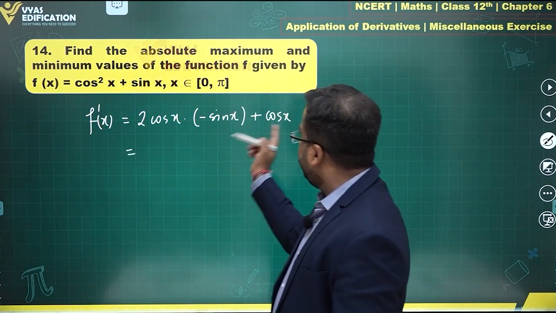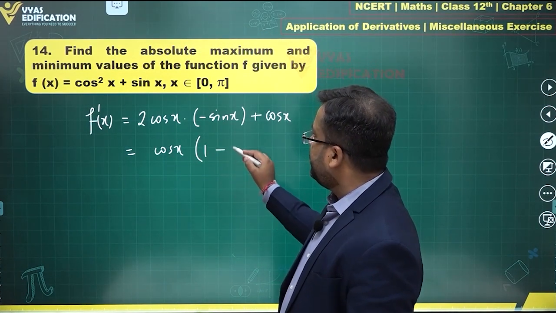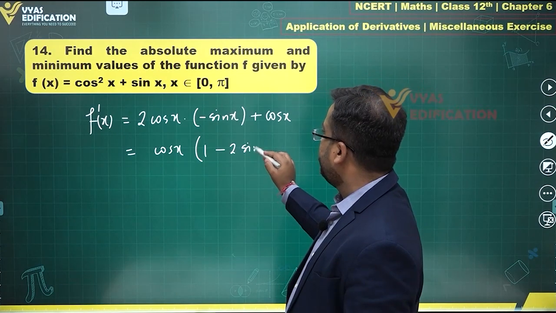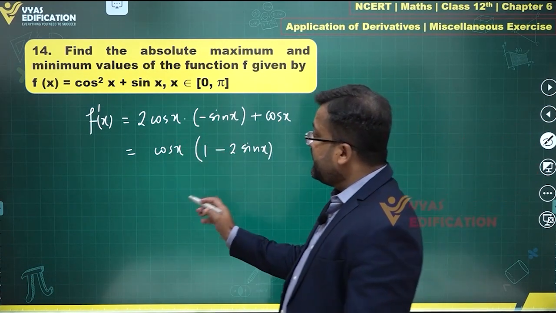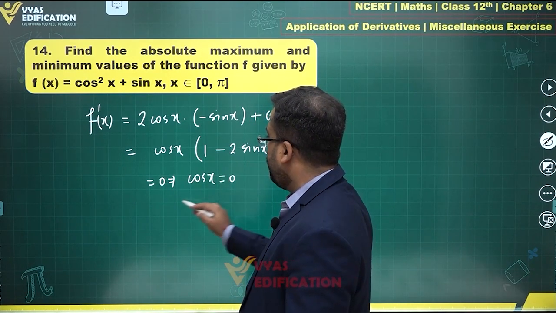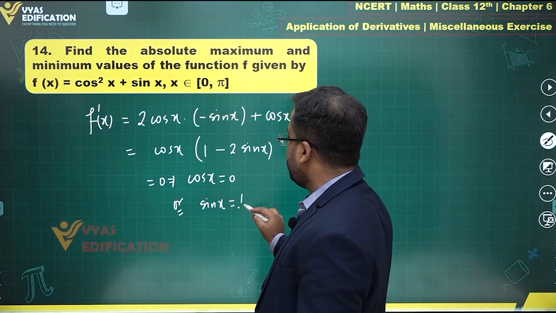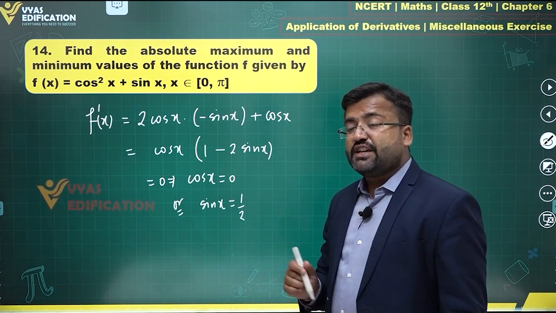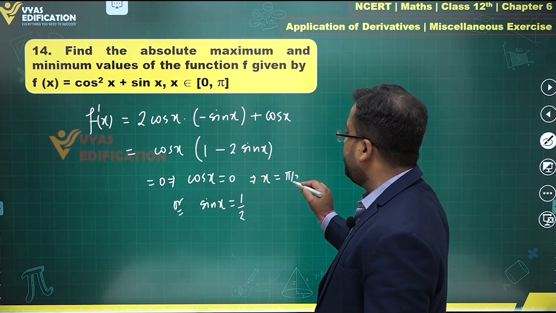Okay. Can we take out something common? Yes, cos x will come out common, and what you're left with is 1 minus 2 sin x. Actually, this term minus this term over here. And if this derivative equals 0, this tells me that either cos x equals 0 or 1 minus 2 sin x equals 0. That tells me sin x equals 1/2. Cos x equals 0 in this interval will tell me that x equals simply pi by 2.